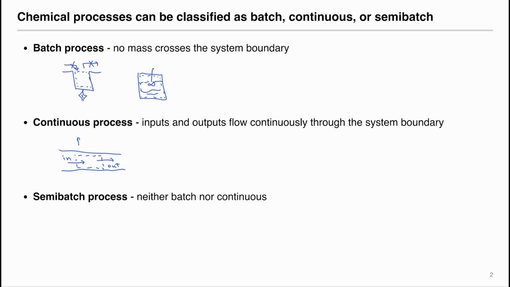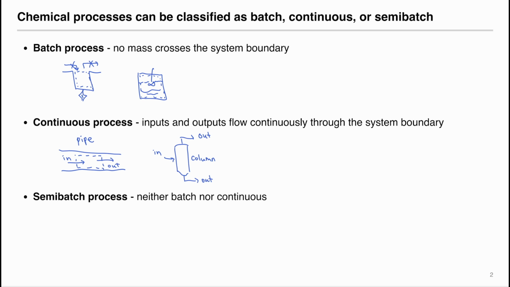Besides the example of a pipe, we can also consider some of the most common operations in chemical engineering, such as distillation columns. A distillation column is a continuous process because there is feed and there is output. There is something going into the distillation column, and there's also something going out of the distillation column. Therefore, it is a continuous process.